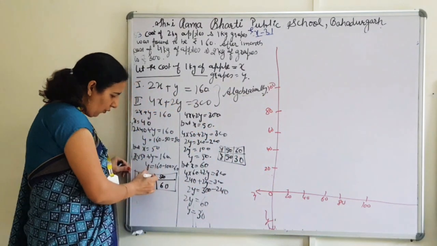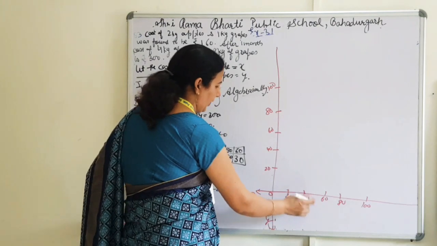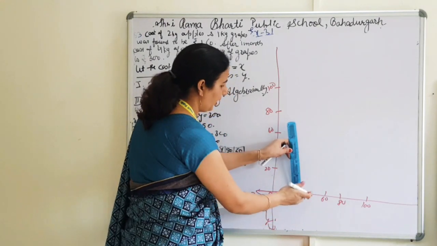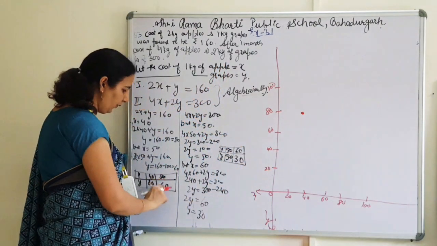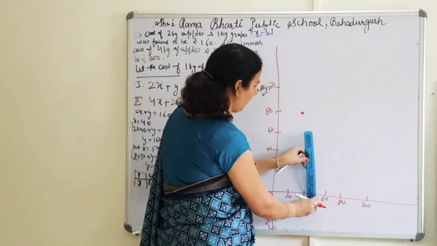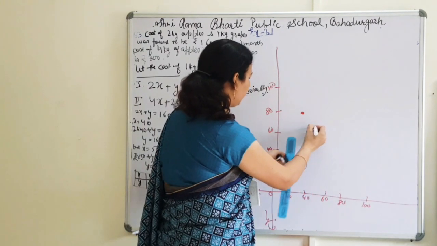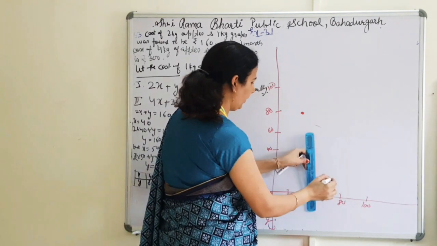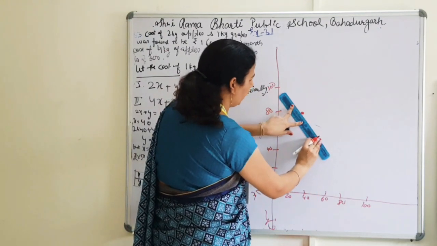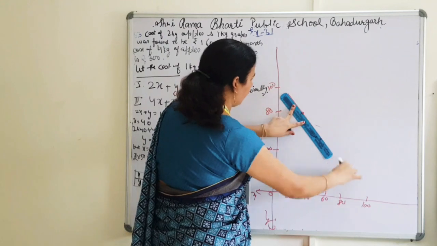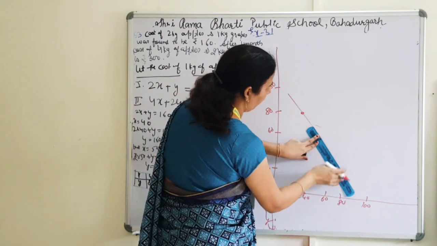First point is 40, 80. It means this is the first point. Second point is 50, 60. This point, 50, 60, is this one. Now just join these 2 points, and this will be the graphical representation of the first line.